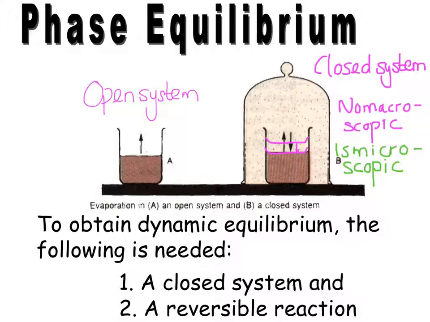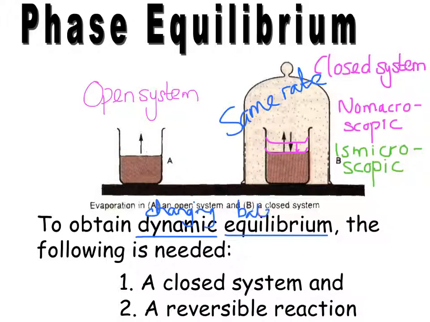Firstly, the word dynamic means changing. There's changing all the time on a microscopic level. Some liquid particles are becoming gas particles, some gas particles are becoming liquid particles, but it is happening at the same rate. In other words, as fast as it's going forwards is as fast as it's going backwards. In order to set up a changing balance, and that's a nice word I like for dynamic equilibrium, I need firstly a closed system, and secondly a reversible reaction. In other words, it must be able to go backwards and forwards.